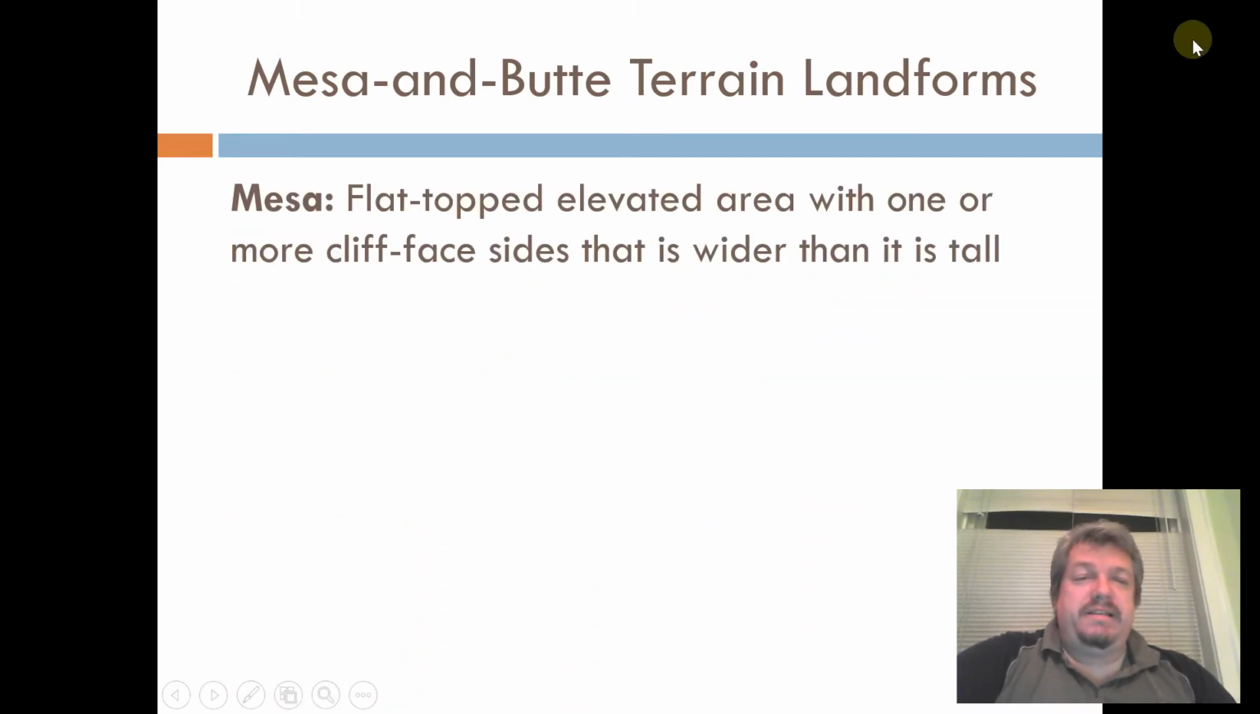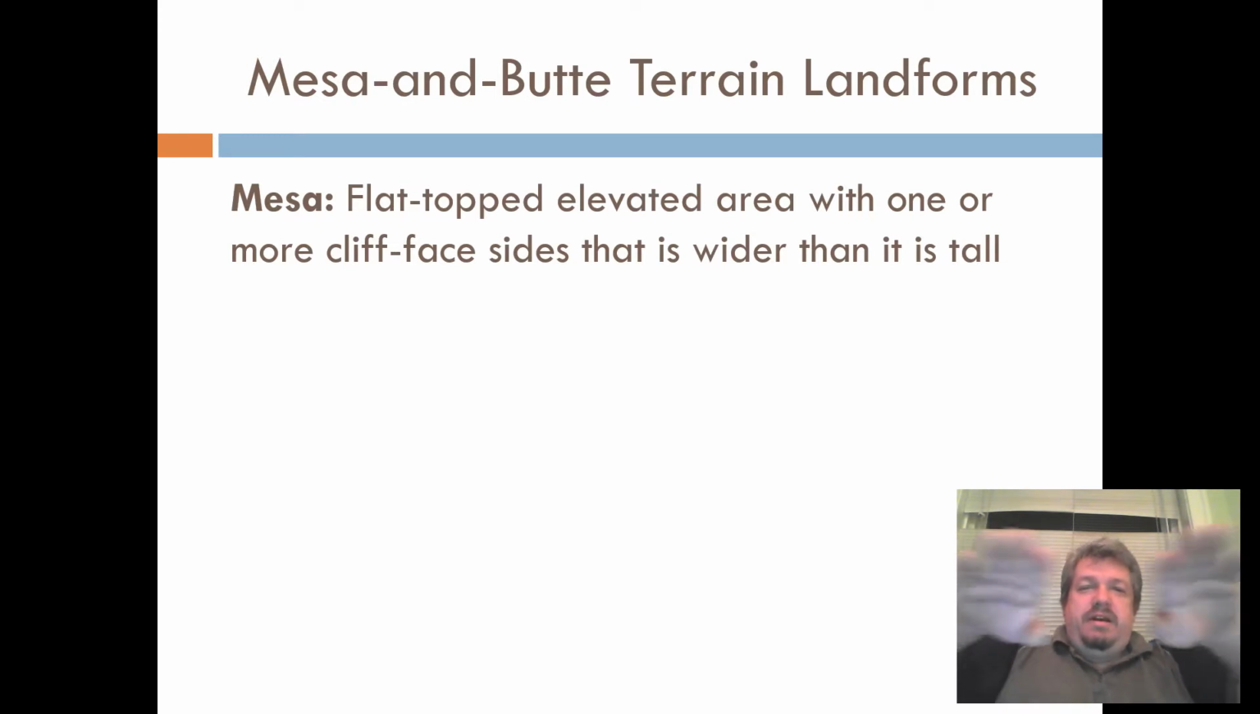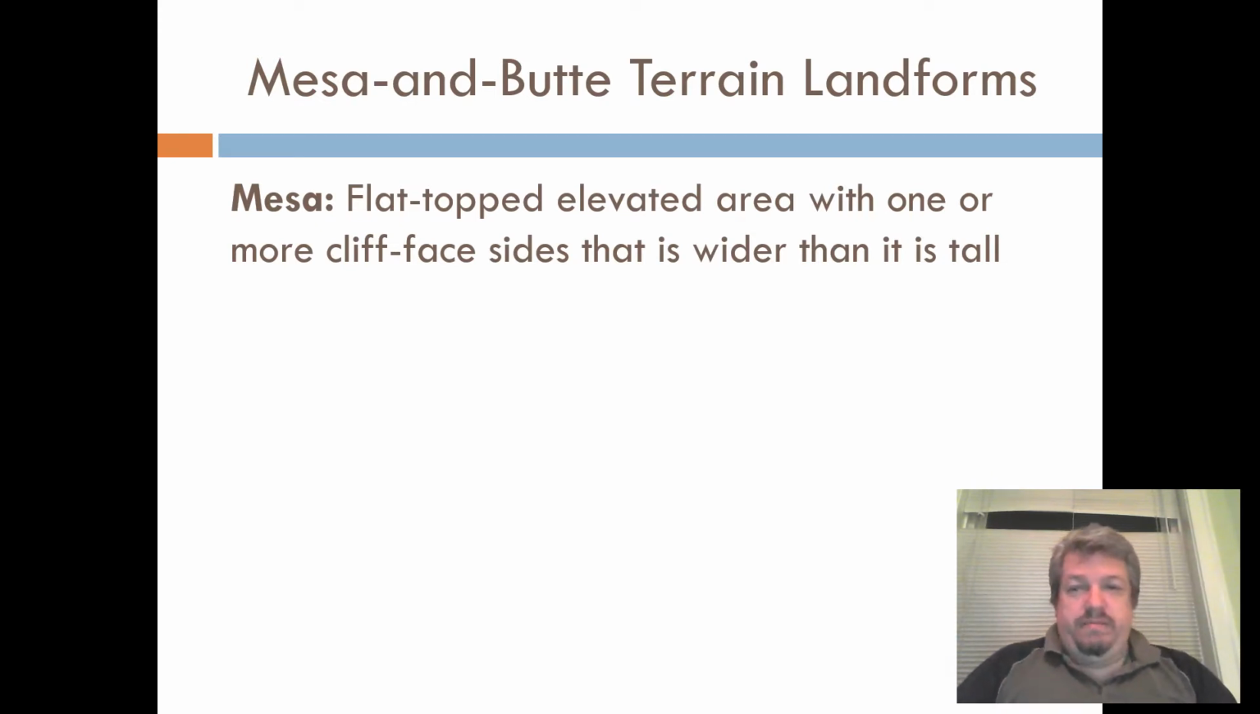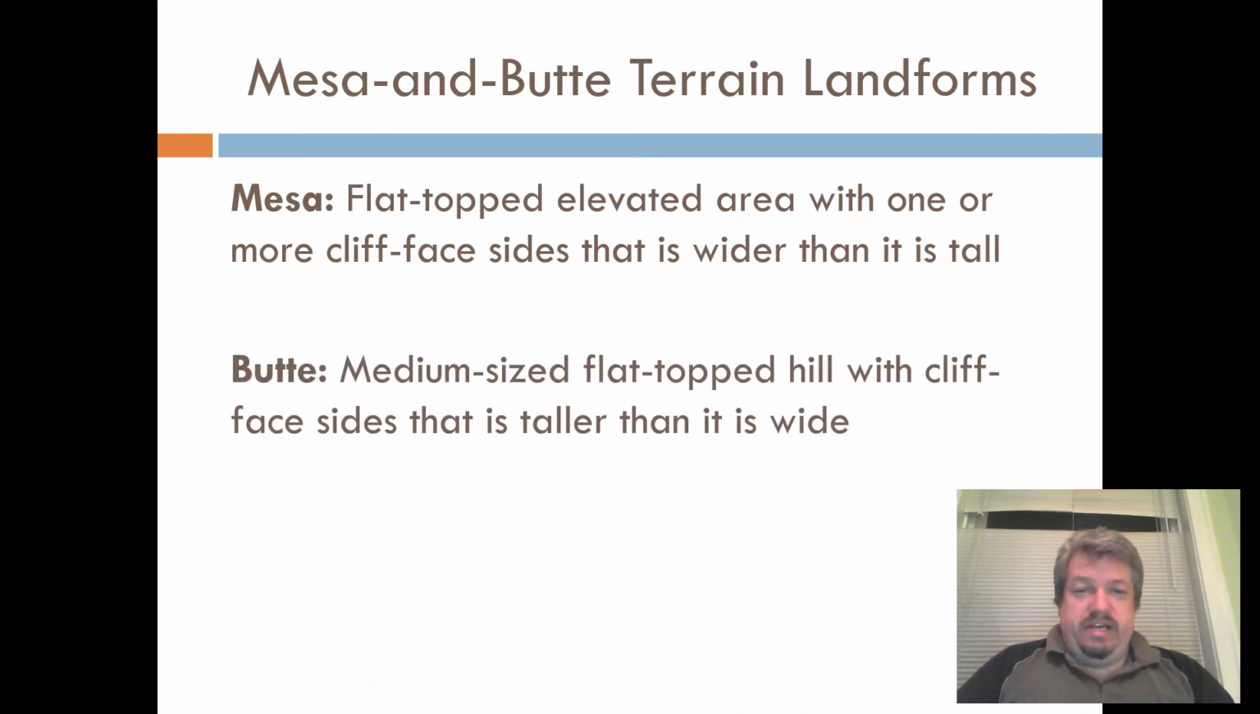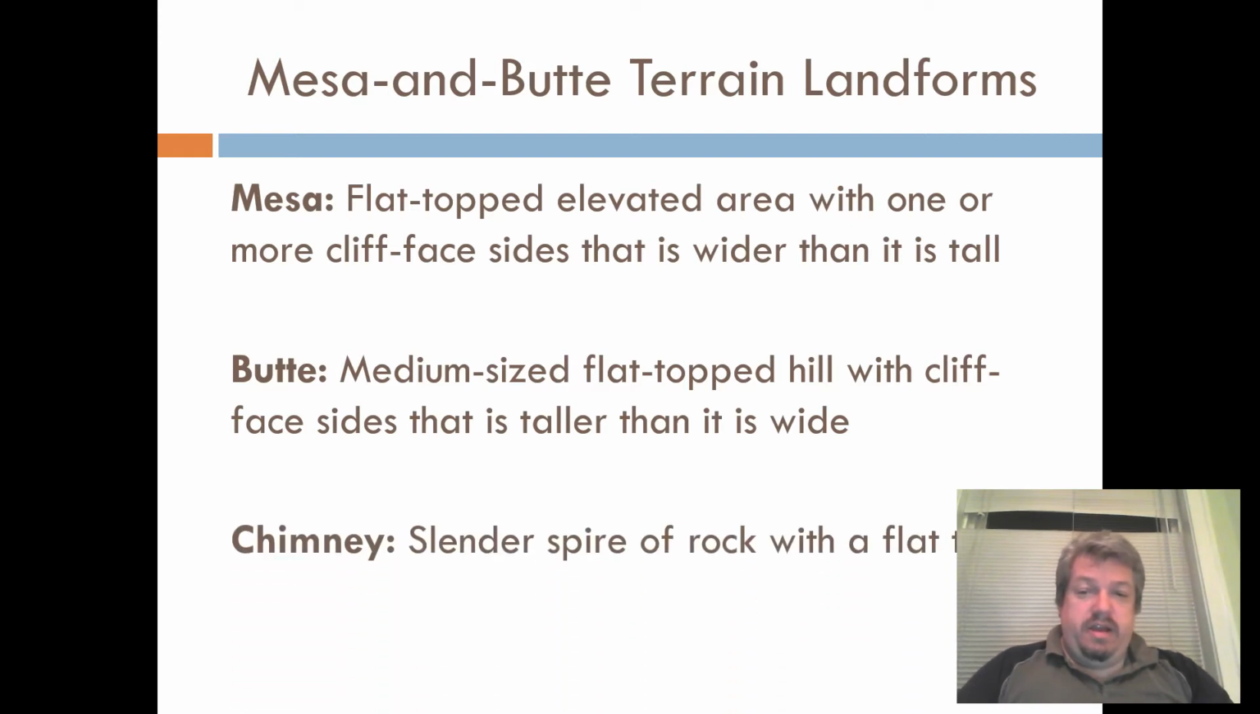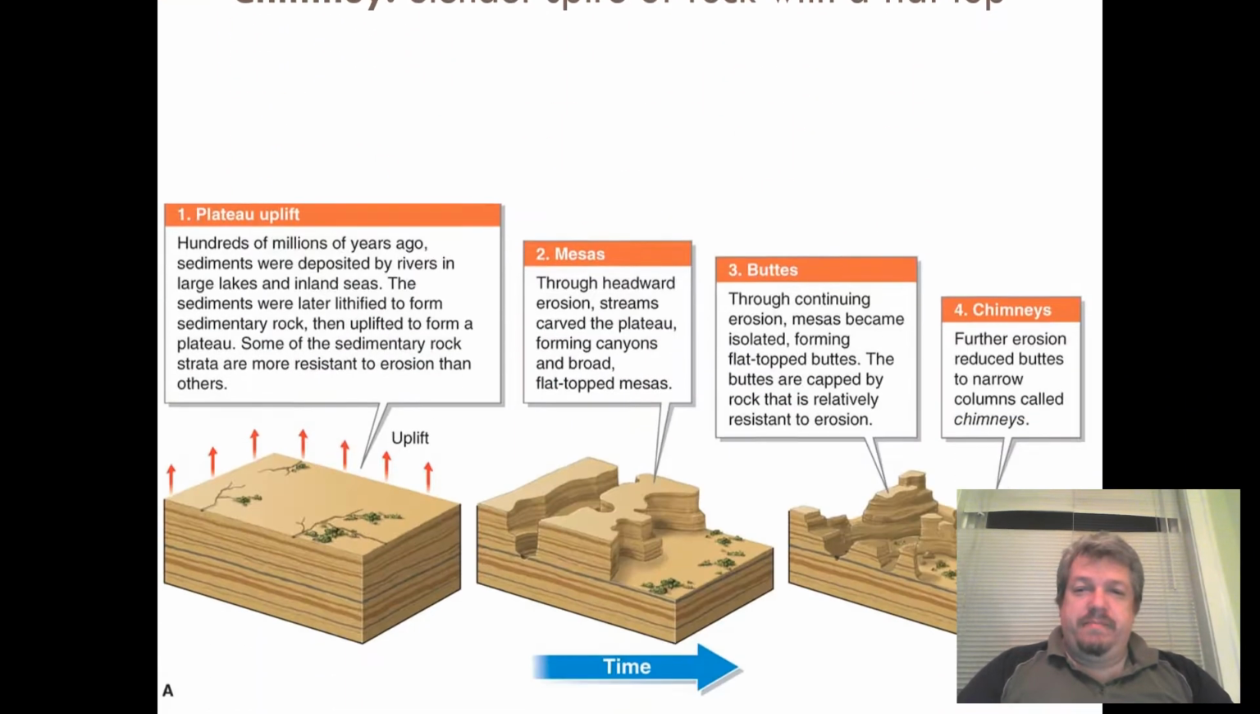So a mesa is just that. It's a flat top, almost like a table. It's a feature that is flat topped and it is wider than tall. Where a butte is flat topped, but it's taller than it's wide. And a chimney, well, let me just show you.